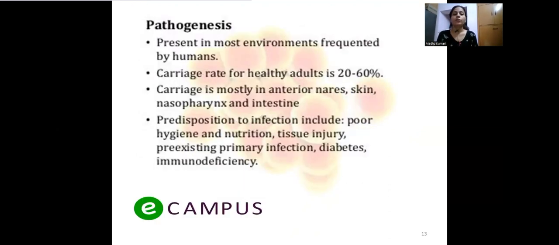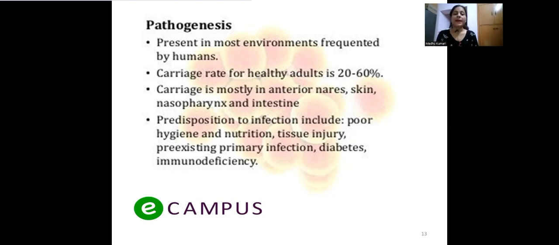So now, pathogenesis. It is present in most environments frequented by humans. The carrier rate for healthy adults is 20 to 60%. Carriage is mostly in the anterior nares, skin, nasopharynx, and intestine. Predisposition to infection includes poor hygiene, poor nutrition, tissue injury, pre-existing primary infection, diabetes, and immunodeficiency, right?